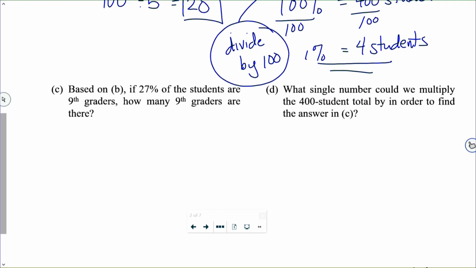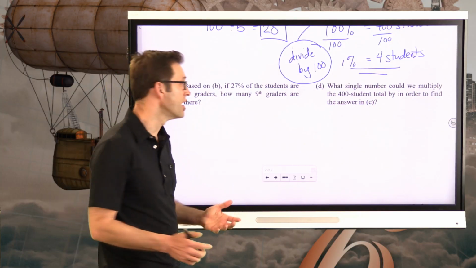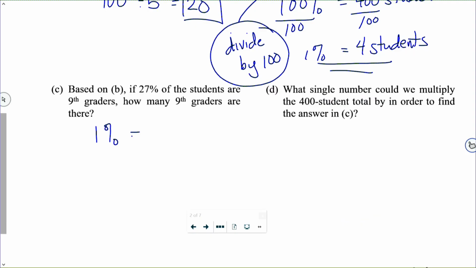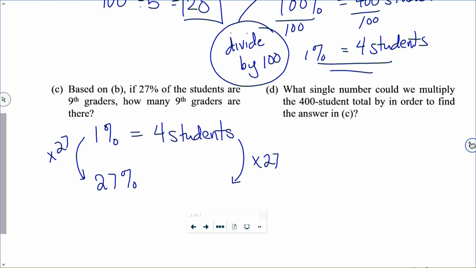Let's take a look at letter C, based on letter B. If 27% of the students are ninth graders, how many ninth graders are there? Again, now we're going to scale up. 1% was equal to 4 students. Remember, this is all really ratio work. Then 27%, to go from here to here, you'd have to multiply by 27. So I'm going to multiply by 27 here as well. So I've got 27 times 4, which is 108 students.